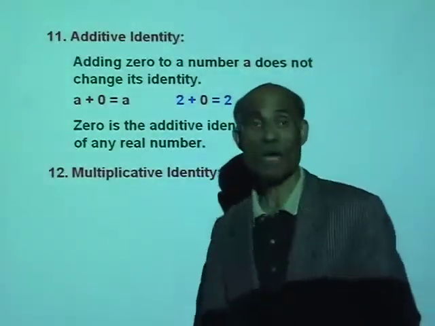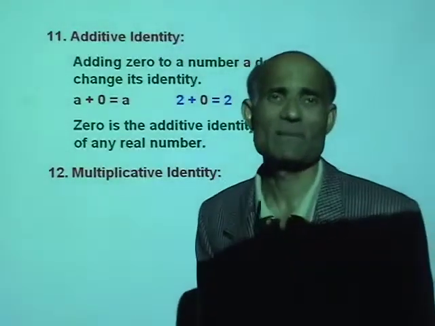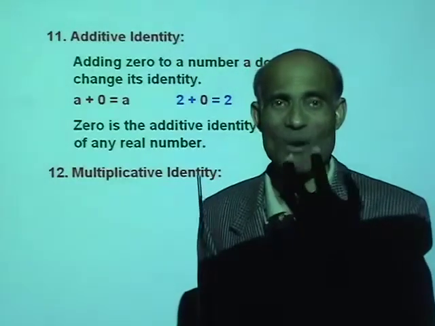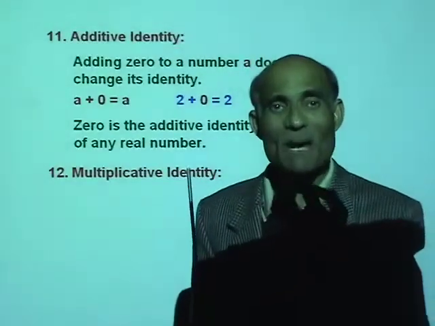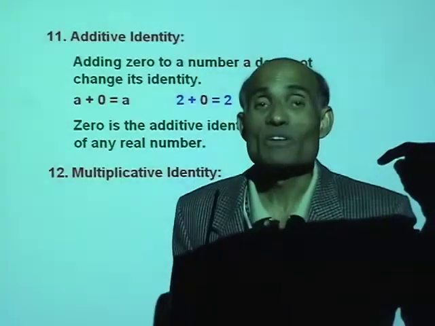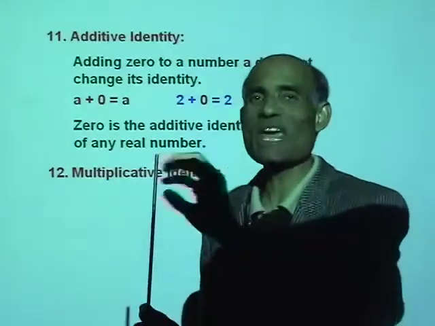Alright, number 12 is multiplicative identity. Alright, you should be able to tell me that. Now, what number can I multiply a real number with, so that the identity of the real number will not change?